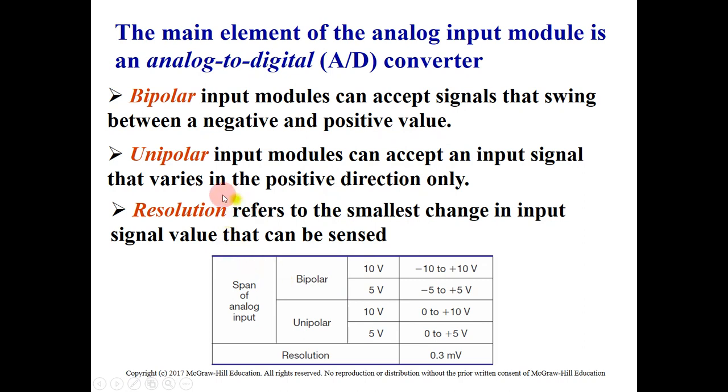The next concept we need to know is the resolution that we studied in chapter 2 for the analog to digital converter, which indicates how accurate our converter is, what the reliability of our converter is, and what the value of the error for this converter is.